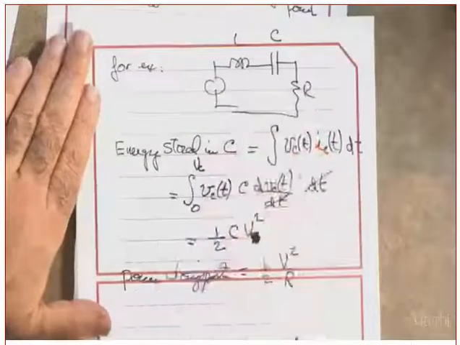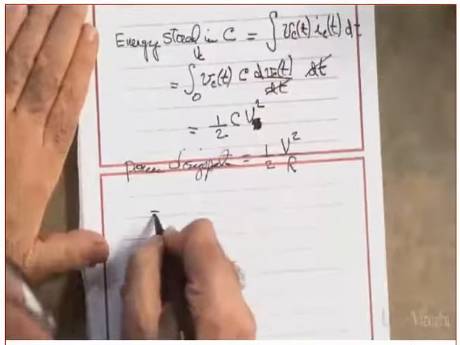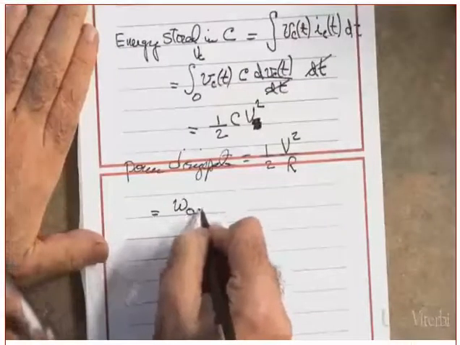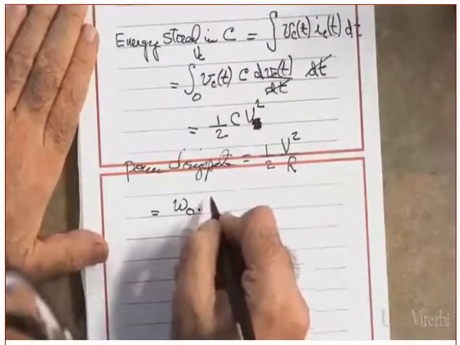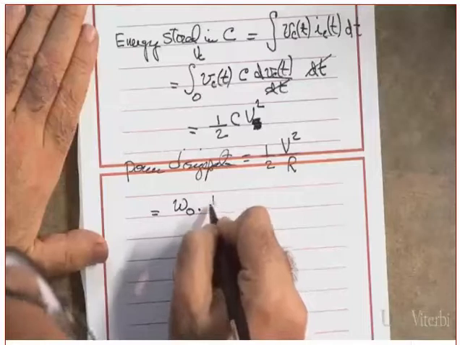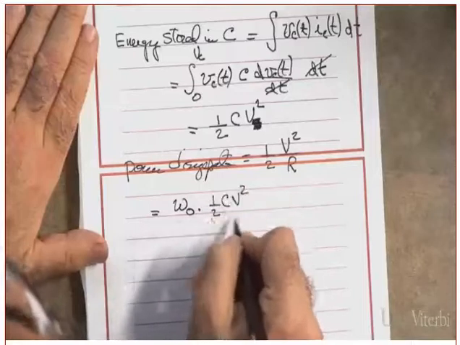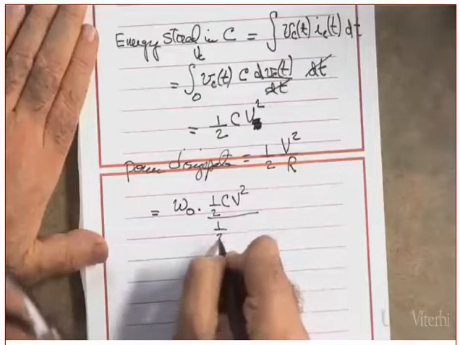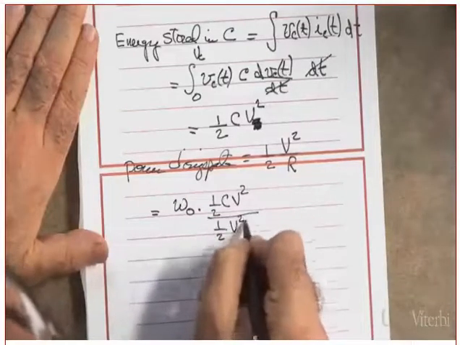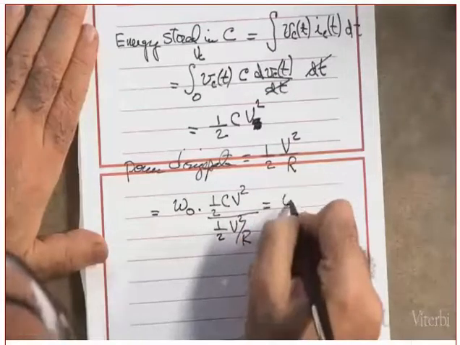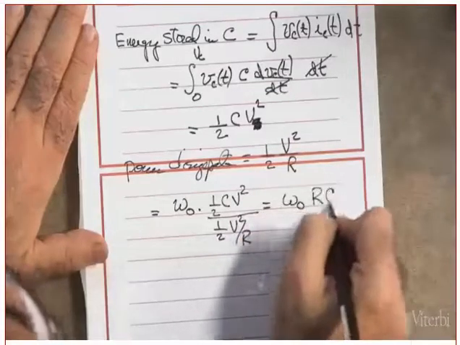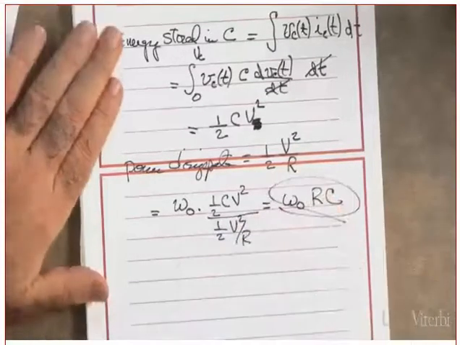At resonance, the capacitor is a short, since this is a series circuit. So now what do we have? We have omega naught times what? 1/2 C Vc squared divided by 1/2 V squared over R, which is equal to omega naught RC. That's the Q for the series.